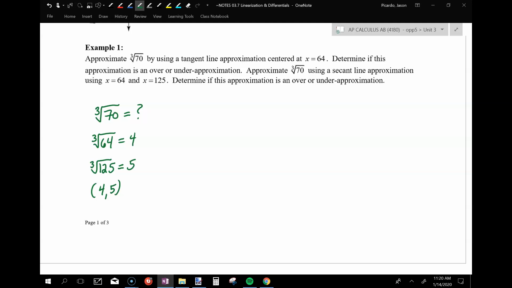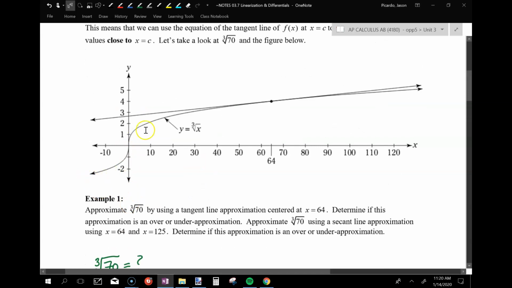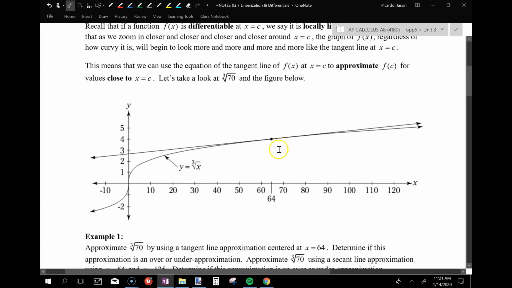Now here's the thing. What if I did this? I'm going to come up here for a minute. What if I graphed the cube root of x and I found a tangent line to it? Look how closely this tangent line follows this curve. Pretty close, right? In fact, when I'm really close to 70, pretty darn accurate, isn't it?